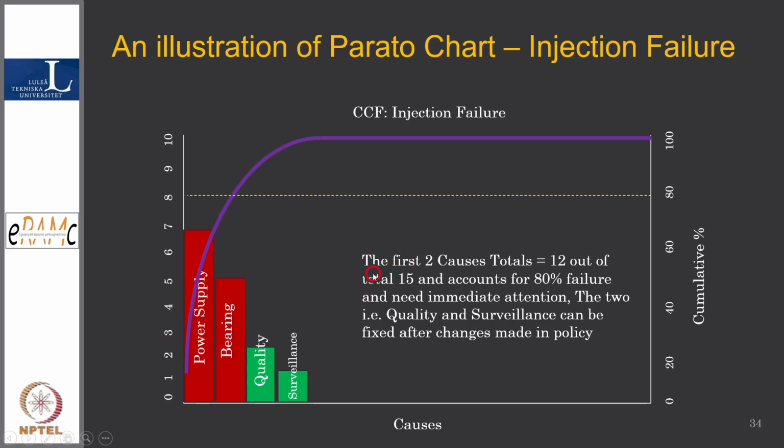So let us see how we are meeting the 80-20 rule. The first 2 causes total 12 out of the total 15 causes, 7 plus 5 makes 12 out of 15 causes, and that means they address 80% of failures and need immediate action. The 2 quality and surveillance causes can be fixed. This will happen only when I have data with me and I plot them, I rank them, and I see how they compare and contribute to 80% of the failures.